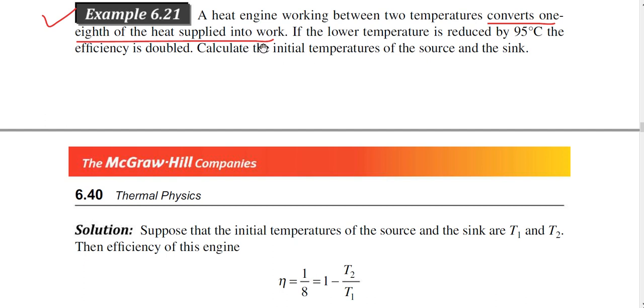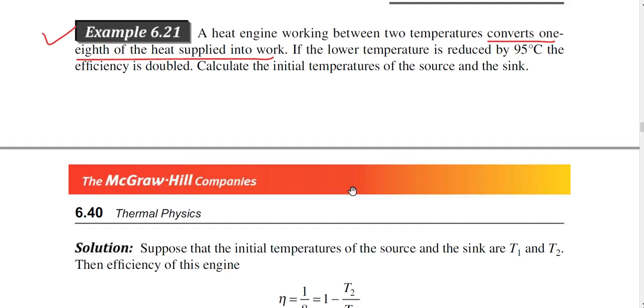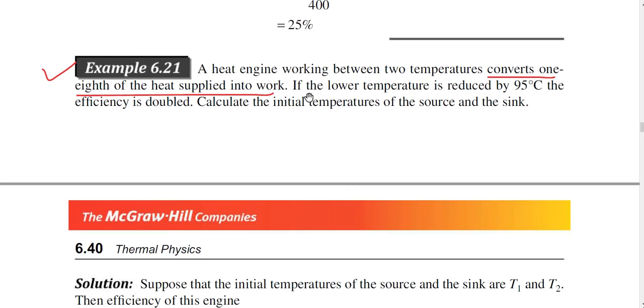because it converts 1/8 of the heat supplied into work. So, if you read the text very carefully, then you will understand that this is basically the value of eta. So, eta is equal to 1 by 8 is equal to 1 minus T2 by T1. This is the formula of eta, but the value of eta is 1 by 8. Now, the next sentence says that if the lower temperature is reduced by 95 degrees centigrade, the efficiency is doubled.